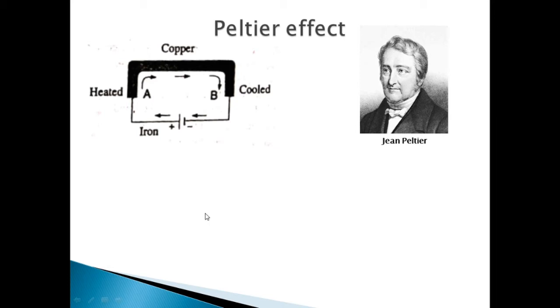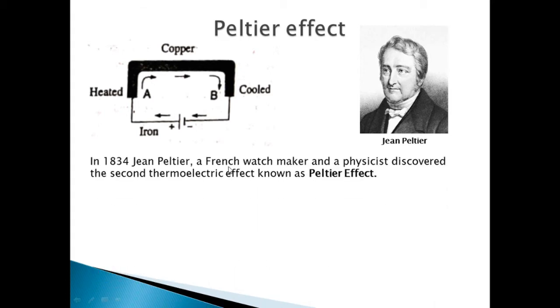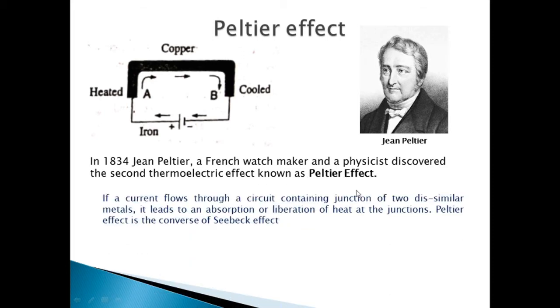The next thermoelectric effect is known as Peltier effect, and the figure here demonstrates the Peltier effect. In 1834, Jean Peltier, who was a French watchmaker as well as a physicist, discovered the second thermoelectric effect known as Peltier effect. He found that if a current flows through a circuit containing a junction of two dissimilar metals, it leads to an absorption or liberation of heat at the junctions. Peltier effect is the converse of Seebeck effect.